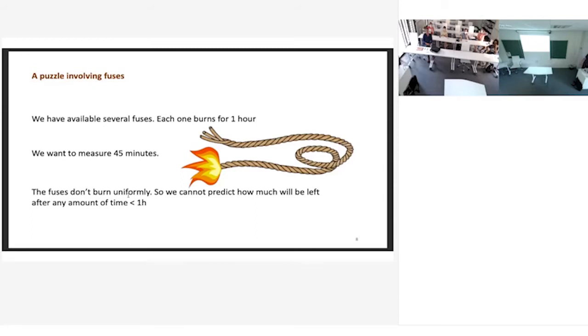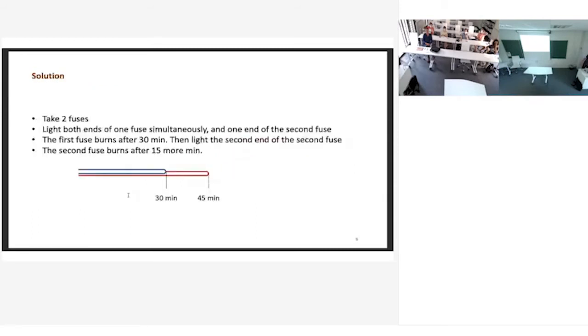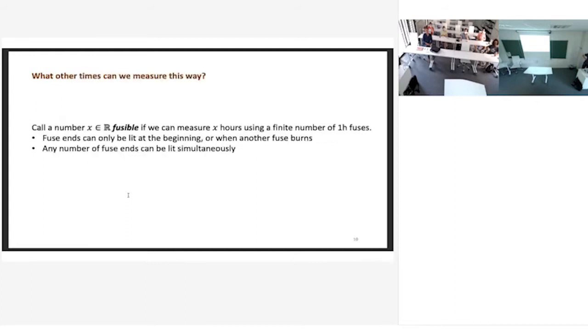So the solution is as follows. You take two fuses, you light both ends of the first fuse simultaneously and one end of the second fuse. So the first fuse burns out after 30 minutes, and then you light the second end of the second fuse. And so the second fuse burns for an additional 15 minutes, and that's how you get 45 minutes. So the question is, what other times can we measure this way?